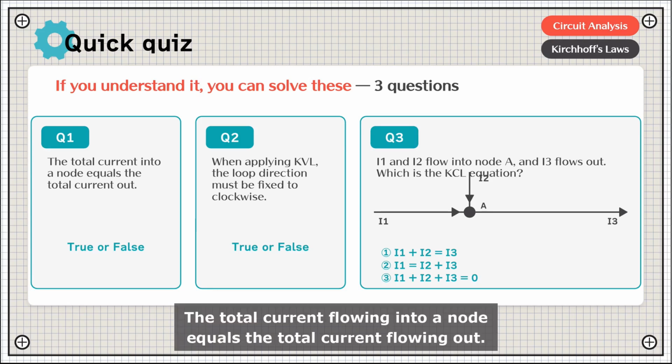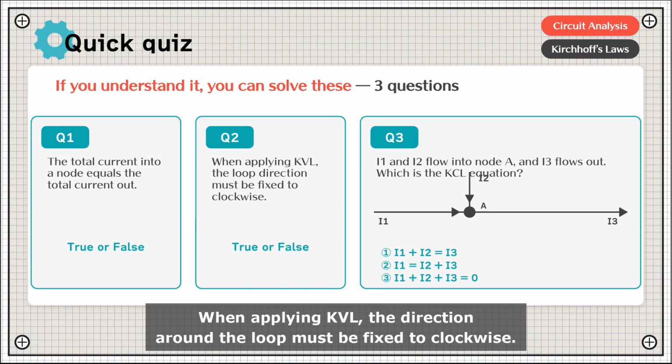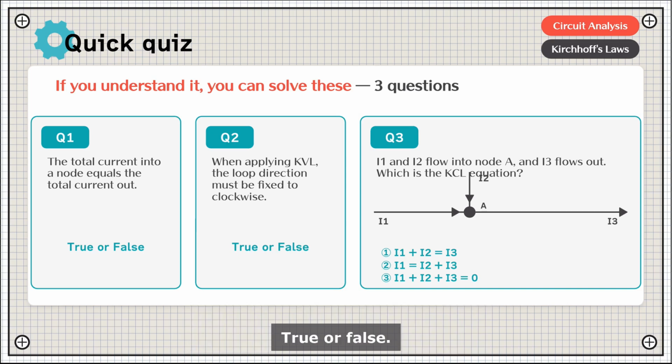Question 1. The total current flowing into a node equals the total current flowing out. True or false? Question 2. When applying KVL, the direction around the loop must be fixed to clockwise. True or false?